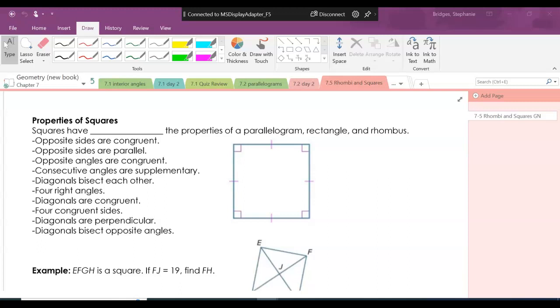All right, so we have talked about parallelograms. We have talked about rectangles. We have talked about rhombi, which is plural for rhombus. Today we're going to talk about squares.